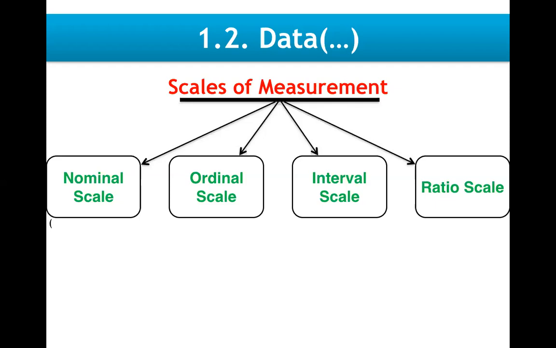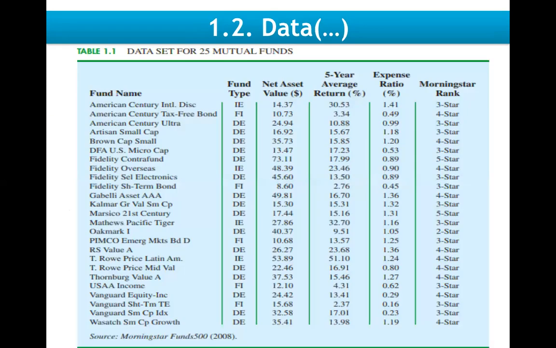As another example, note that the Morningstar rank for the data in table 1.1, as you can see, once again, is ordinal data. It provides a rank from 1 to 5 stars based on Morningstar assessments of the fund's risk-adjusted return. Ordinal data can be provided using a numeric code, for example, class rank in school.